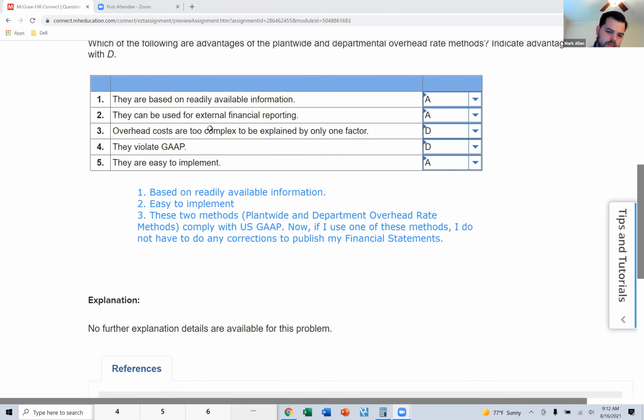Fantastic. Next, these methods can be used for external financial reporting. Well, that's wrapped up in point 3, right? We said if we use one of these methods, we do not have to do any corrections to publish my financial statements. Our financial statements being published is a form of external financial reporting, and that is exactly what we're seeing here. Next, overhead costs are typically too complex to be explained by only one factor.